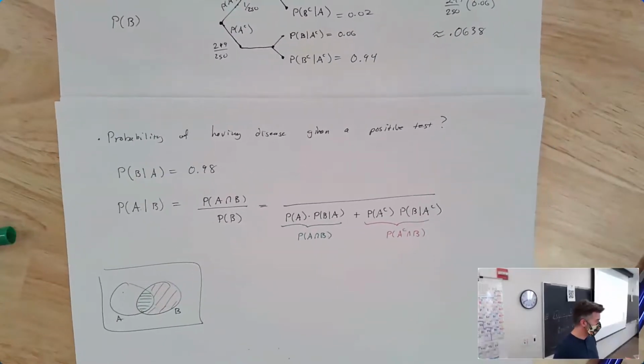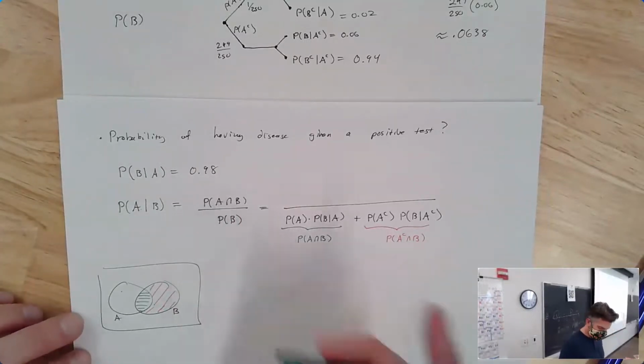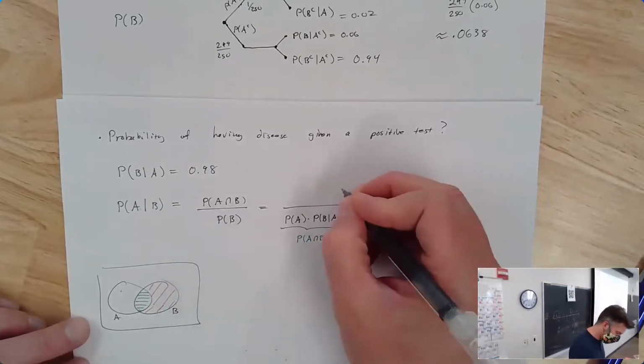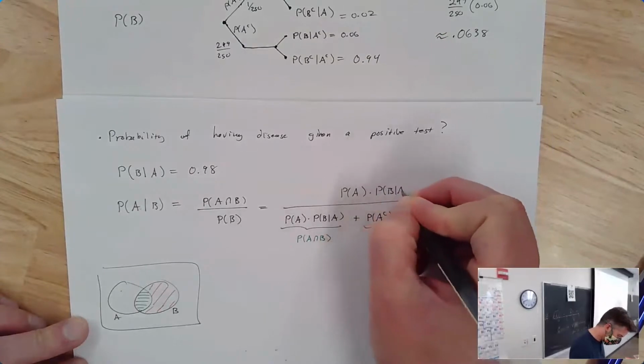Those two parts added together give you all of B. Either you're in B and you're in A, or you're in B and you're not in A. That's kind of the only options you've got. And then on top, we actually already have that part on the bottom. The probability of A intersect B is the probability of A times the probability of B given A.